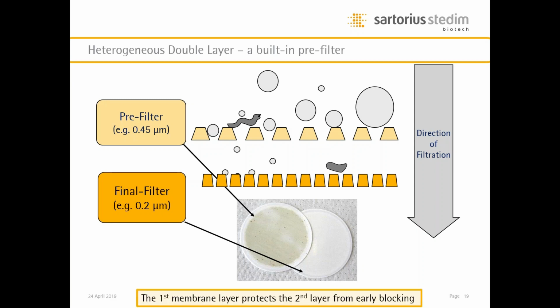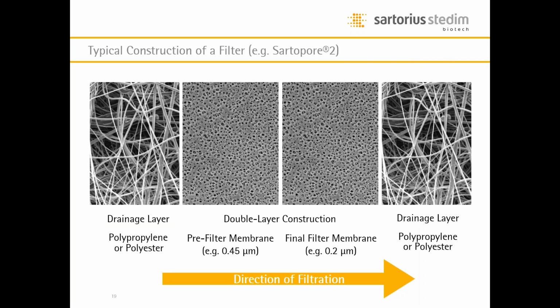So the first membrane layer protects the second layer from early blockage. That's the story about the heterogeneous double layer. So when we talk about filter construction, it's now like this. You have two membranes, so the double layer construction I just explained, for example, a 0.45 membrane followed by a 0.2 micron membrane, and then you need a certain drainage layer.